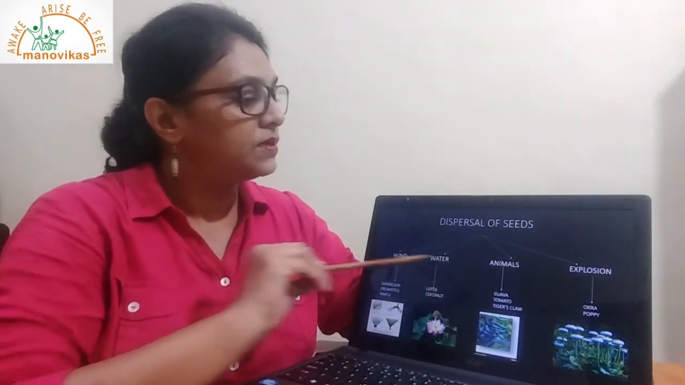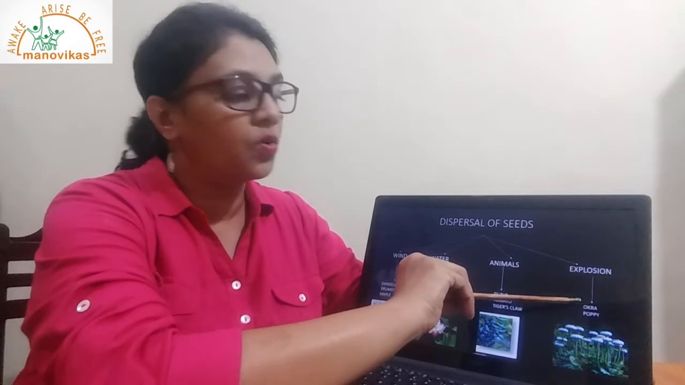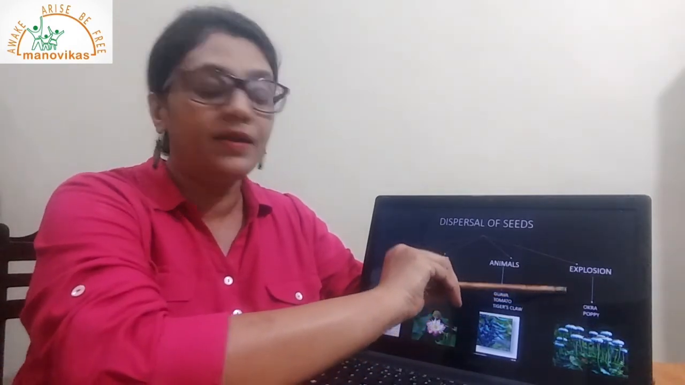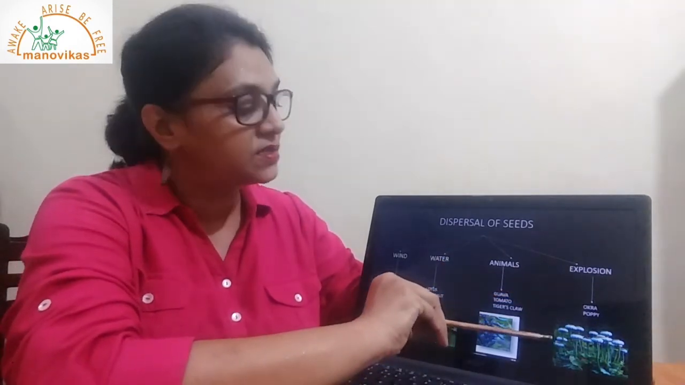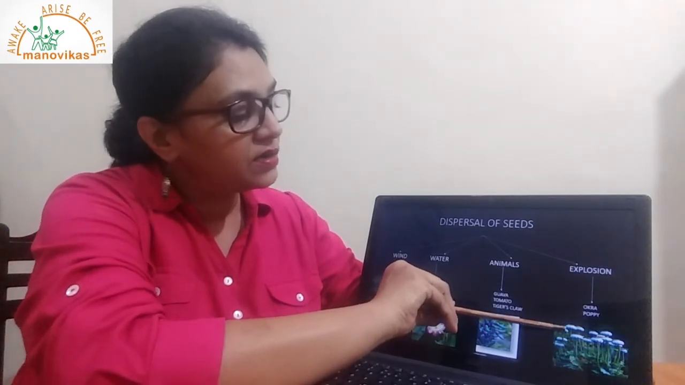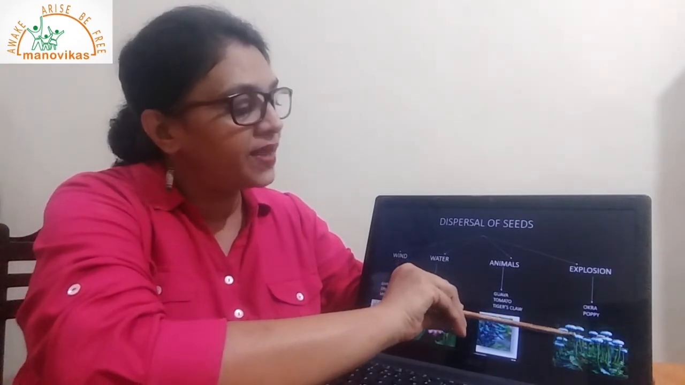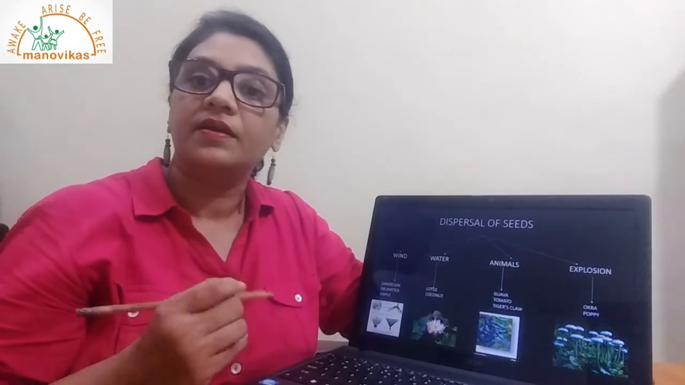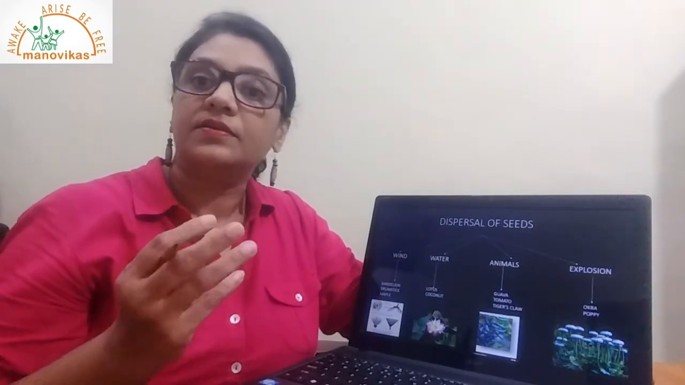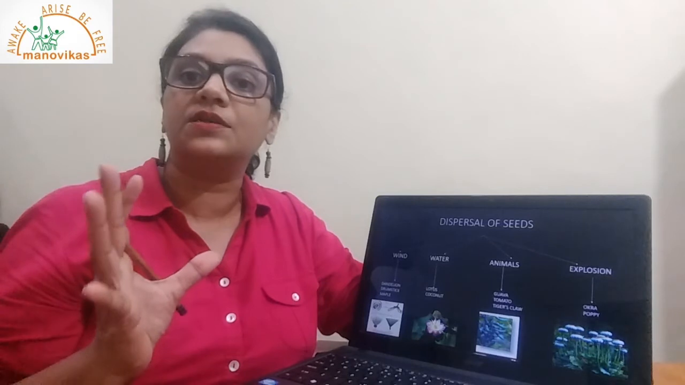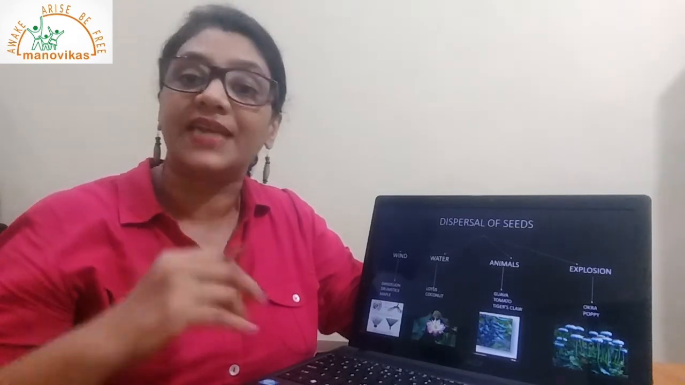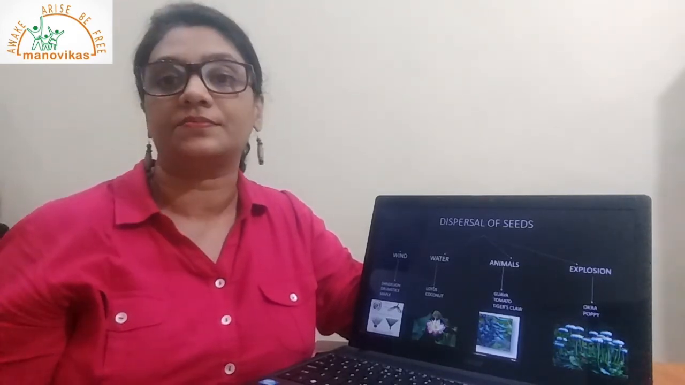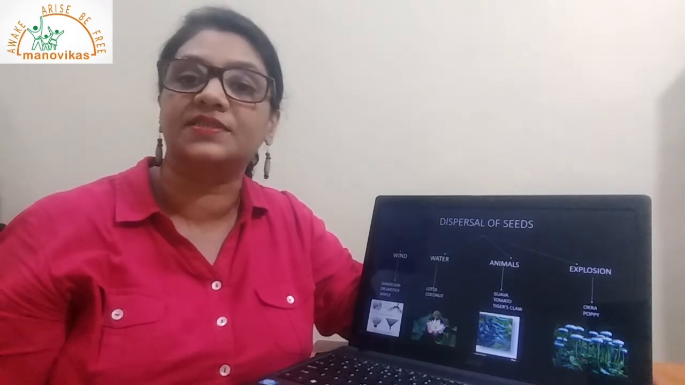Explosion. Examples are okra, that is lady's finger, bhindi, and poppy seeds. Can you see this? So when this ripens, the seed pod bursts, scattering the seeds. Children, I hope you have understood this lesson.